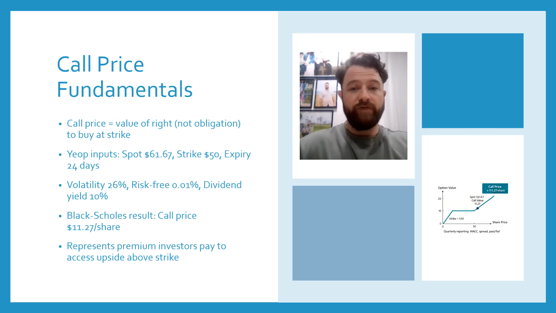Applying the Black-Scholes formula gives a call price of $11.27 per share. This is the premium investors would pay today for the right to participate in the potential upside above the strike.